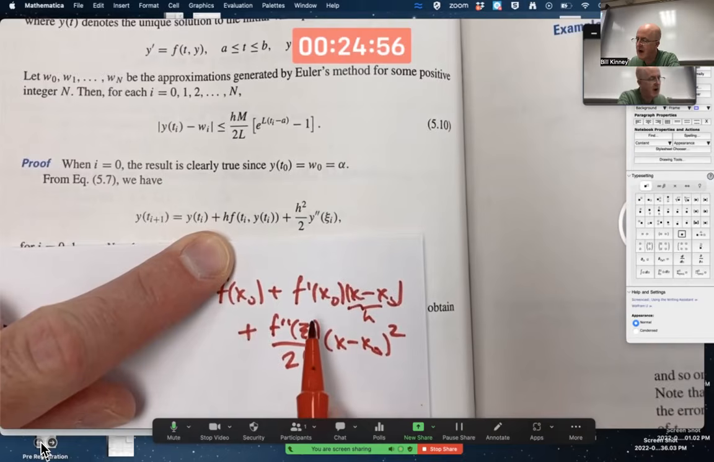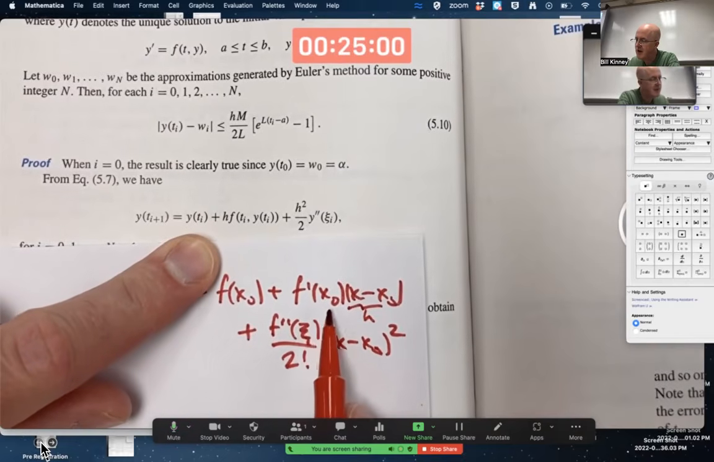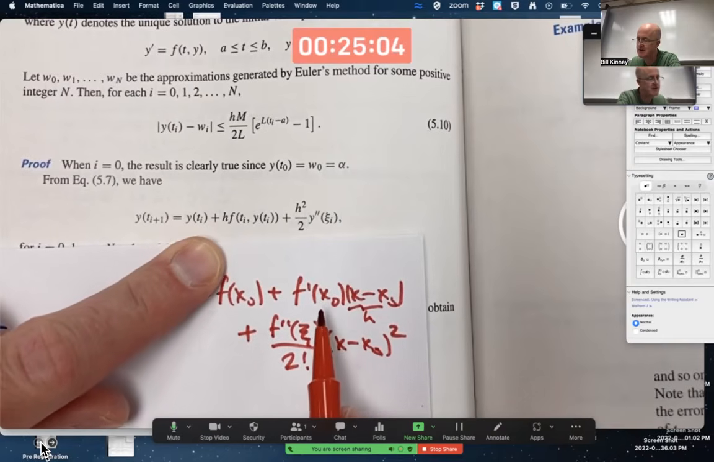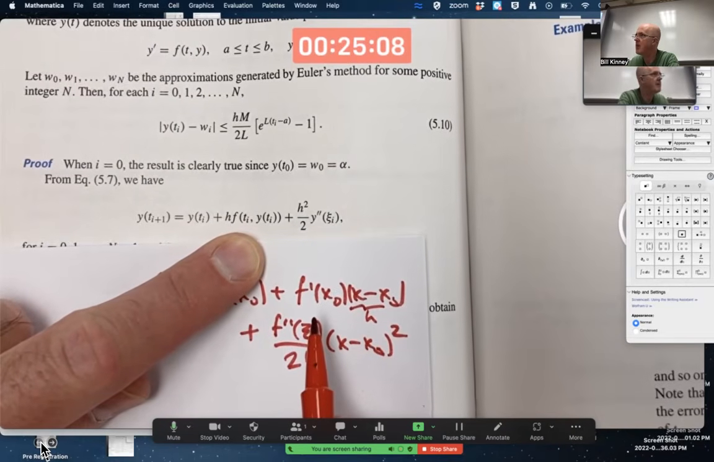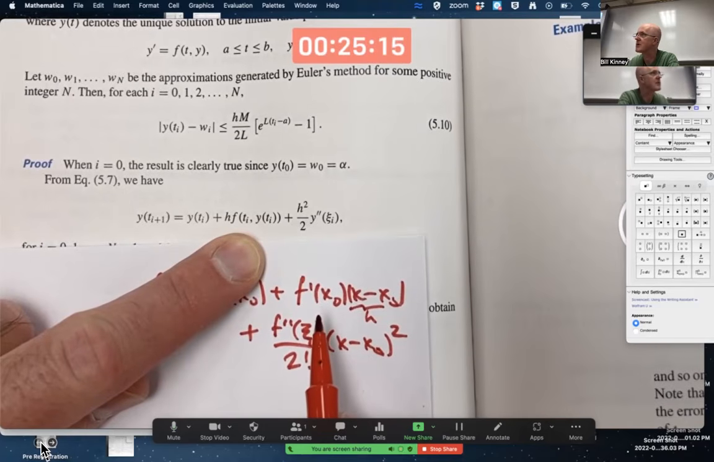F of ti, y of ti, that's effectively like f prime of x0. Why? Because y of t is a solution of the differential equation. That thing right there, that's the same as y prime of ti, because y of t solves the differential equation right there. That's where that assumption is being used.